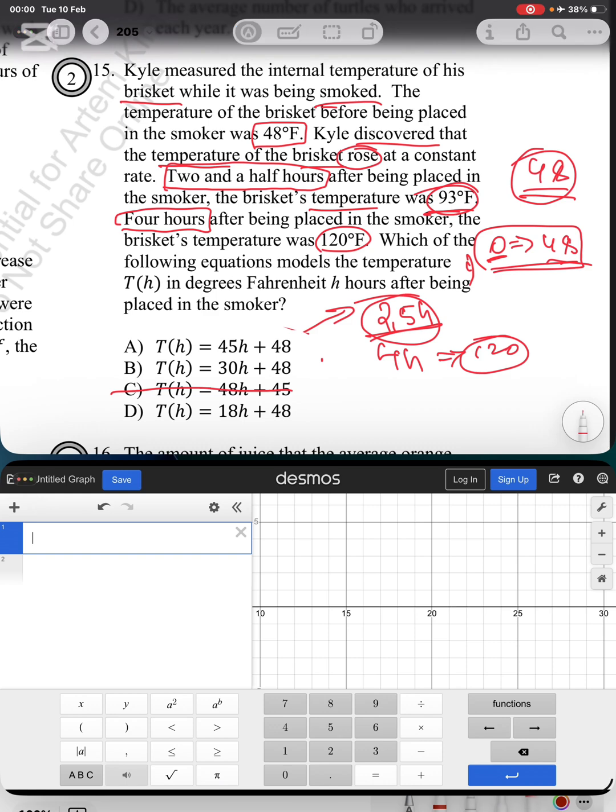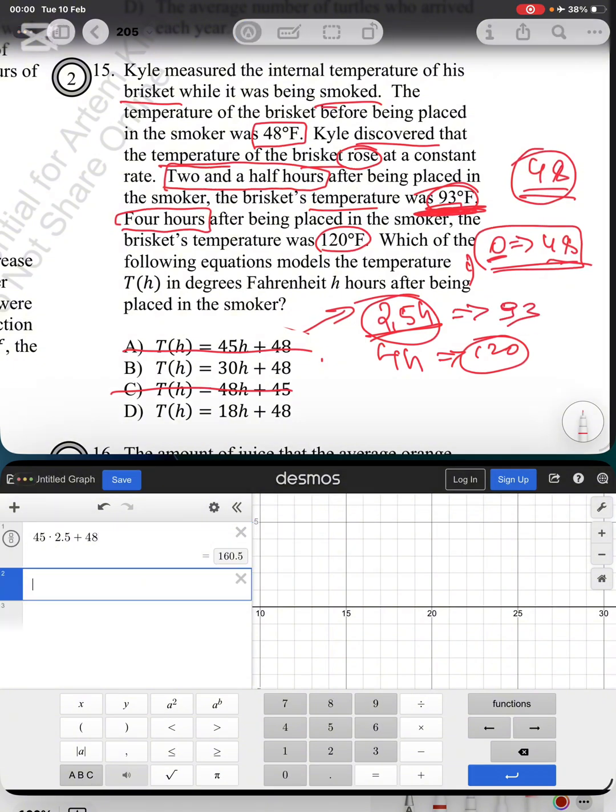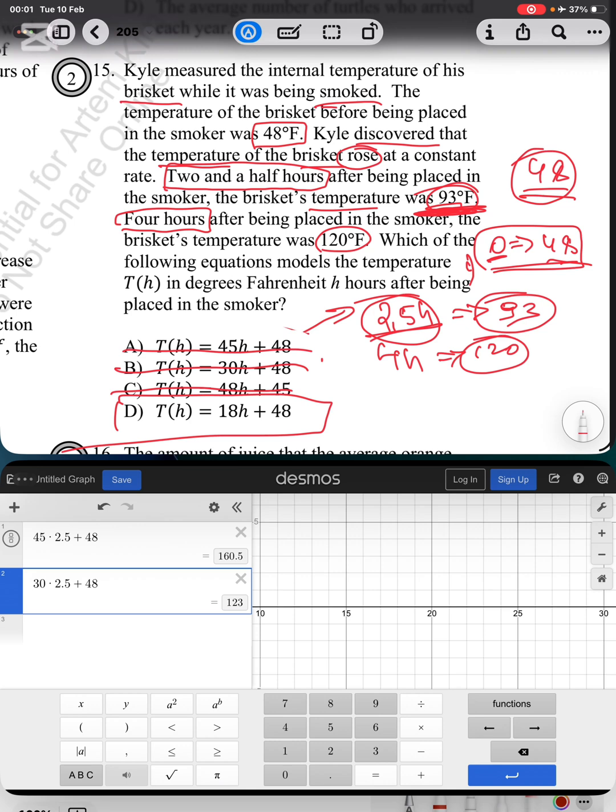Here, you can simply use a calculator to work out this expression. Plus 48. As you can see, it gives a larger answer, right? So choice A should be eliminated because it gives us 160, but it should be 93 at this point. Okay, A eliminated. What about B? 30 multiplied by 2.5 plus 48 should be 93, but as you can see, it again increases to 123. B eliminated, remaining choice D should be selected.